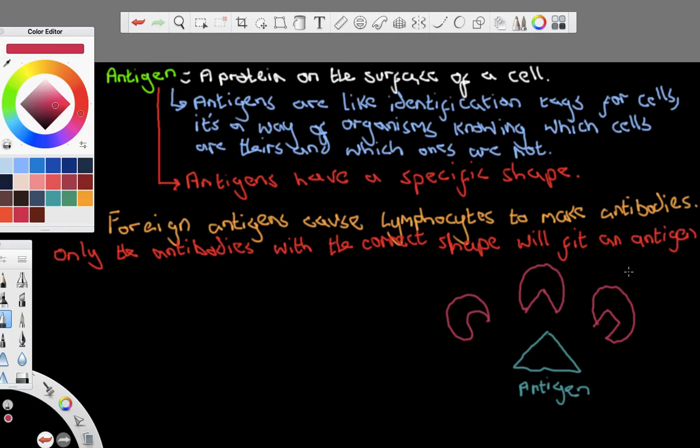Okay, so these are my antibodies. Now, from these shapes, it's evident that the only one that will fit is this one. Okay, the others won't fit. Okay, so only the antibodies with the correct shape will fit an antigen.